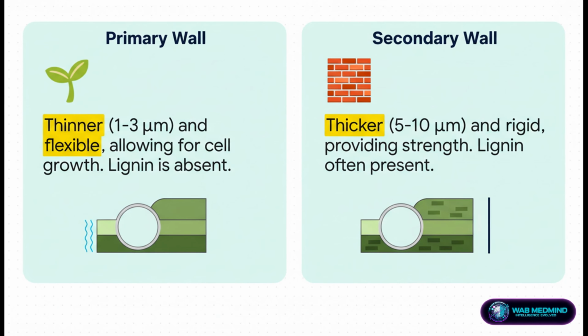This comparison is just perfect for your exam revision. Look at the key differences. The secondary wall, it's thicker and rigid, it's all about strength. The primary wall, thinner and flexible, it's all about allowing for growth. And here's a big one. Lignin is present in the secondary wall for that extra toughness, but it's absent in the primary wall. These are classic points for MCQs.